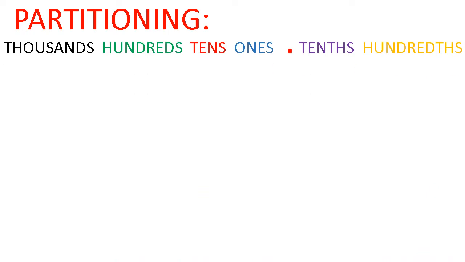Let's take a closer look at partitioning. Let's start with whole numbers. 1679. 1 in the thousands position, 6 in the hundreds position, 7 in the tens position, 9 in the ones position.